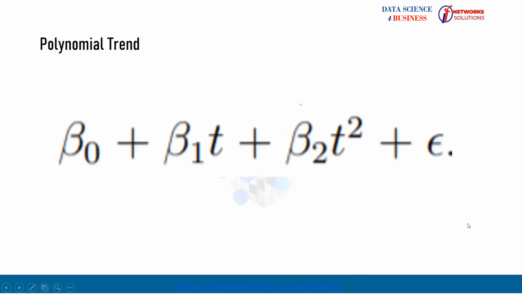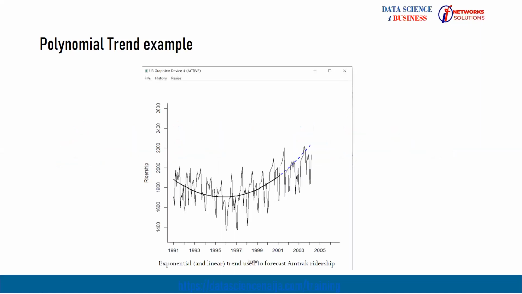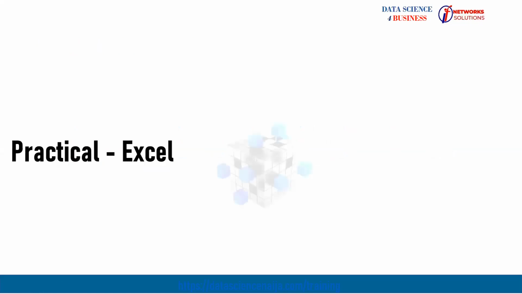Okay, so we'll continue. We usually have that polynomial trend. We have introduced a t squared into it, and we fit a multiple linear regression with the two predictors, t, like we had before, and t squared, which we just introduced. For the polynomial trend, if you plot it, it usually looks like this, still on the Amtrak ridership data.